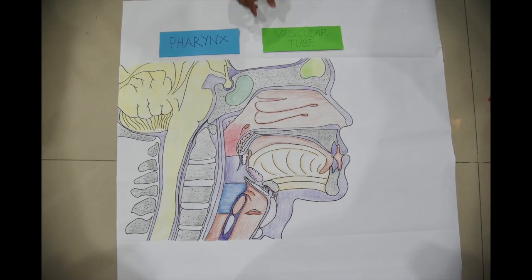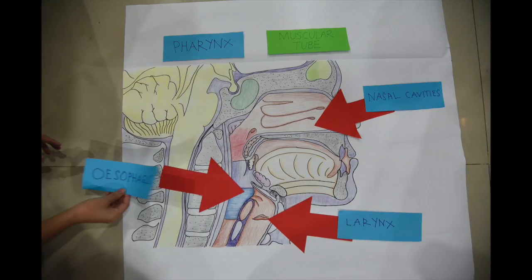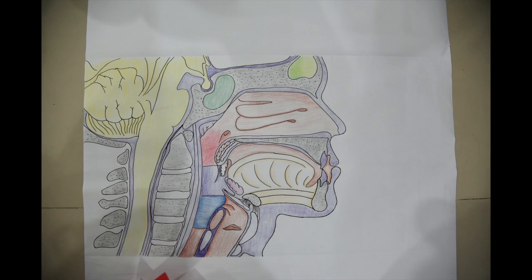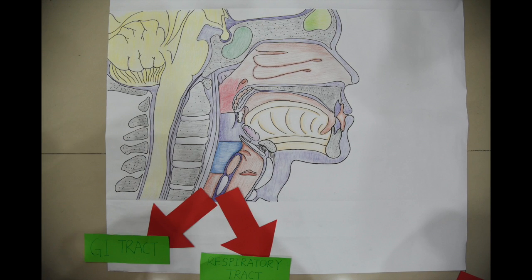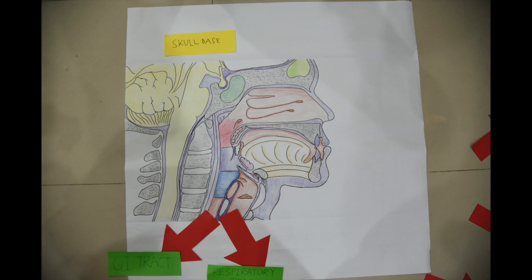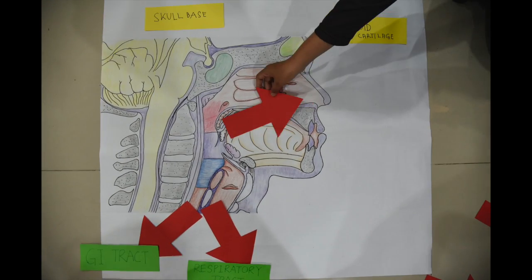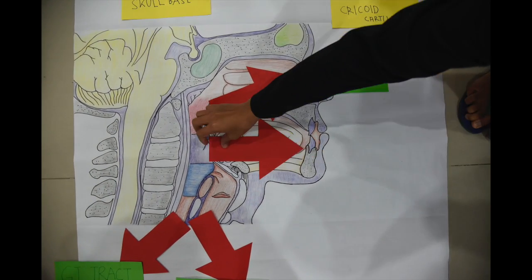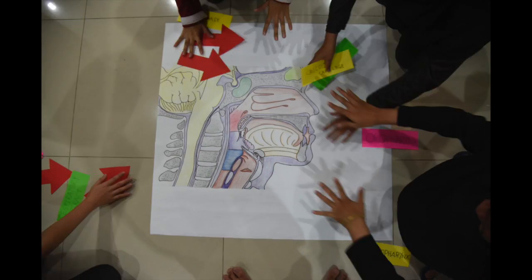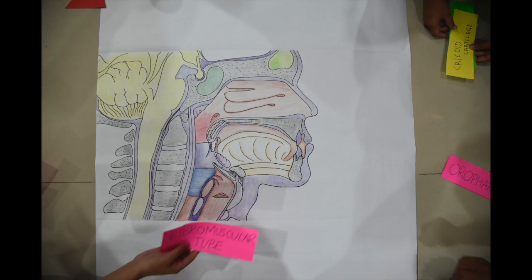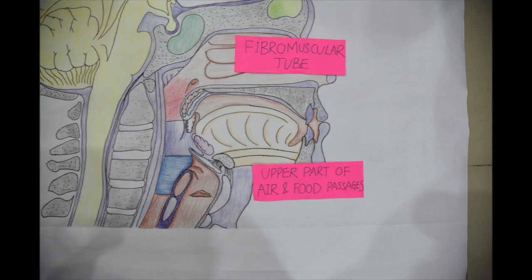Pharynx is a muscular tube that connects the nasal cavities to the larynx and esophagus. It is common to both the gastrointestinal and respiratory tracts. It begins at the base of the skull and ends inferiorly to the cricoid cartilage. It is comprised of three parts: the nasopharynx, oropharynx, and laryngopharynx. Pharynx is a conical fibromuscular tube forming the upper part of air and food passages.